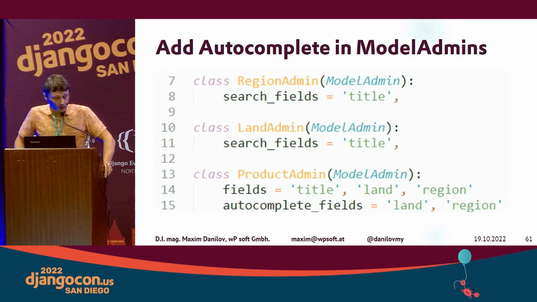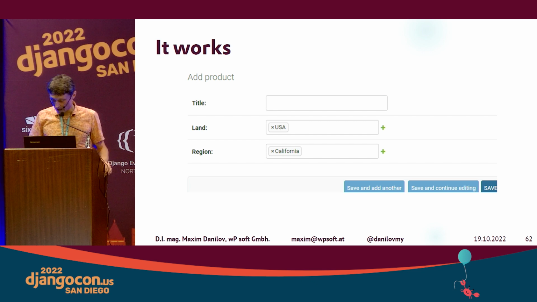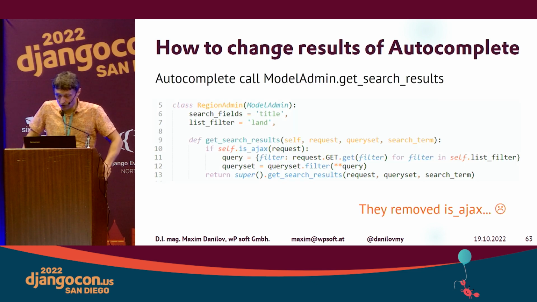Okay, to add autocomplete in model admin, it's easy. It's documented. Thank you. We add autocomplete fields. We should declare search fields, and it works. I'm happy. But how to change results of autocomplete? Results of autocomplete we can change in function getSearchResults.